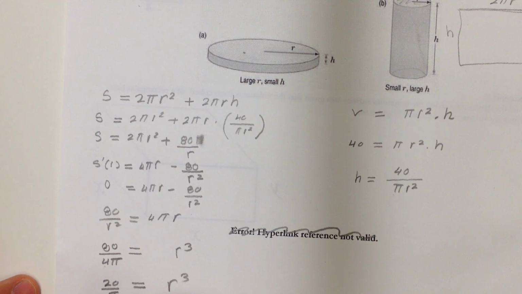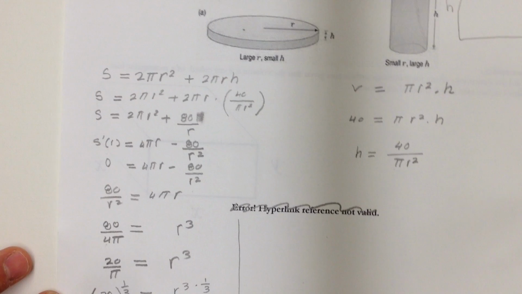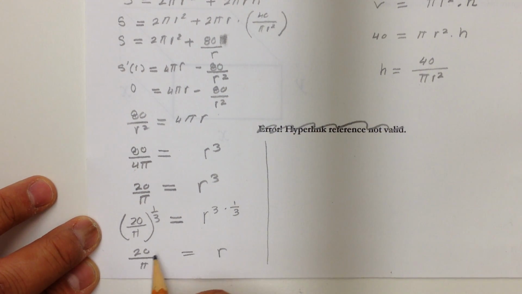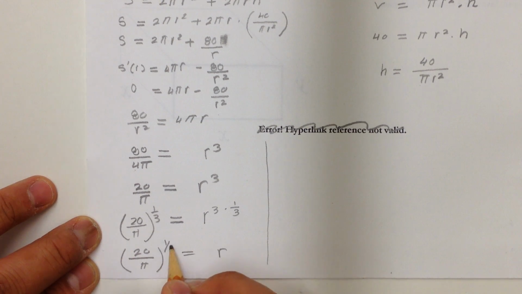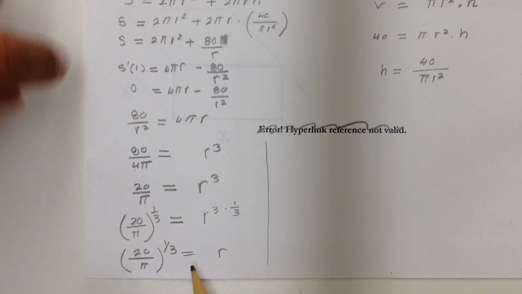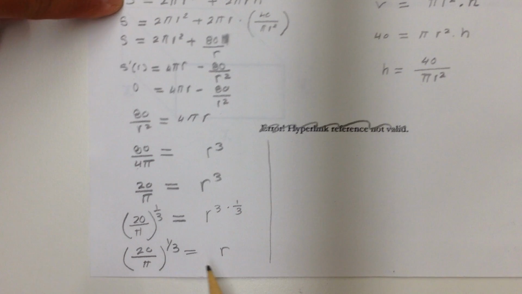Okay, so I raise both sides to the 1/3, and so I have R. So R equals, sorry about that, R equals 20 over pi raised to the 1/3. Okay, so this point right here, which is about 1.85, is our critical point. In other words, this is the point where the minimum surface area is going to take place.